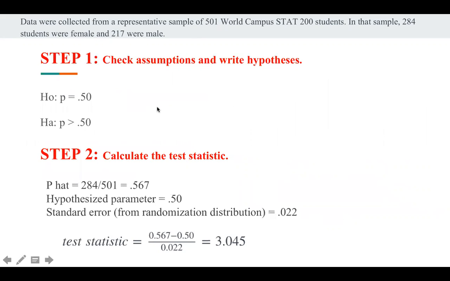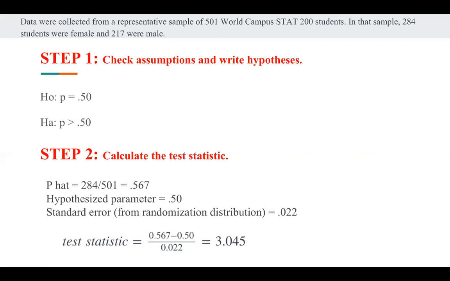We're just going to go through each step of the hypothesis testing and apply it to what we're given. Step 1 is to check assumptions and write hypotheses. We're going to look at the data that we're given and write hypotheses based on that data. We know that we're looking for a proportion, because we want to know if the proportion of Stat 200 students that are female is greater than 50%. So our null hypothesis would be p equals 0.50, and our alternative would be p is greater than 0.50.